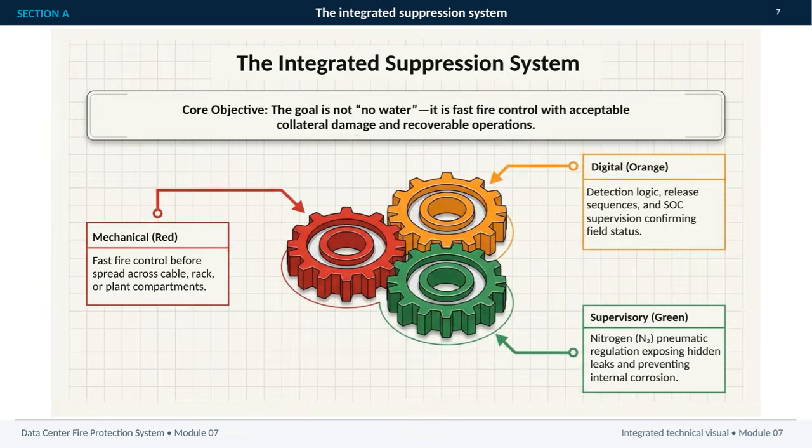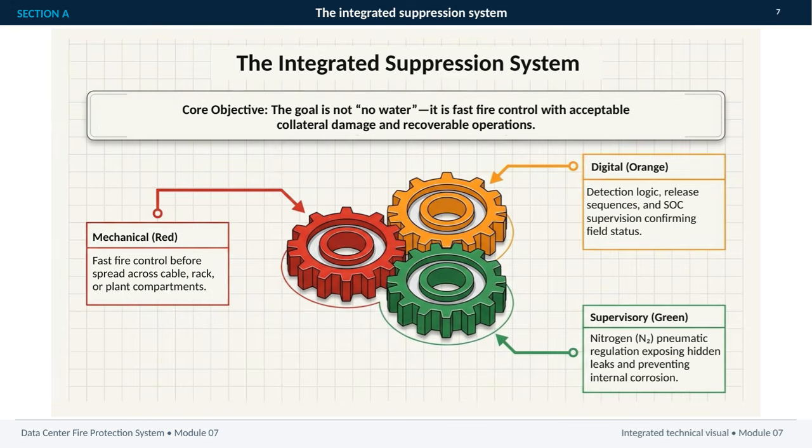This slide presents the integrated suppression system and its core objective. The goal is not simply to use no water. It is to achieve fast fire control with acceptable collateral damage and recoverable operations. That distinction is important because effective protection must limit both the fire itself and the disruption caused by responding to it. The first layer is mechanical, shown in red. Its purpose is to control the fire quickly, before it can spread across cables, racks, or plant compartments.